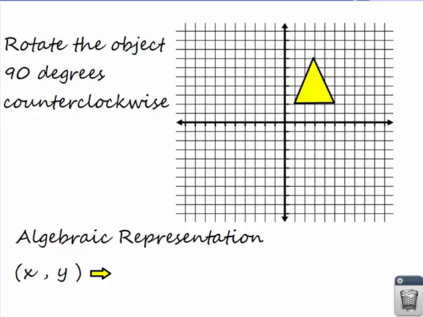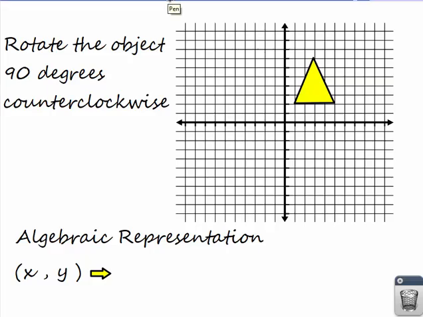So here we have a triangle. And what we want to do is rotate it 90 degrees counterclockwise. Our default when we do a rotation is always going to be counterclockwise, to the left. The reason we do that is because that is the order in which we do our quadrants: quadrant 1, quadrant 2, quadrant 3, quadrant 4. So we'll rotate counterclockwise.